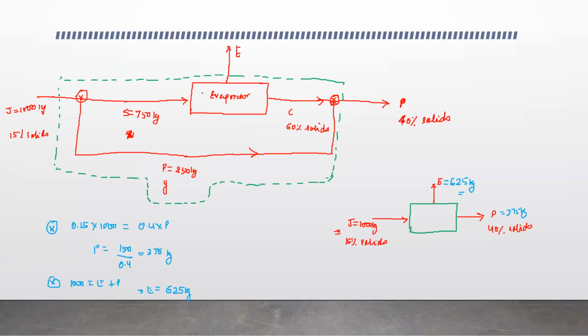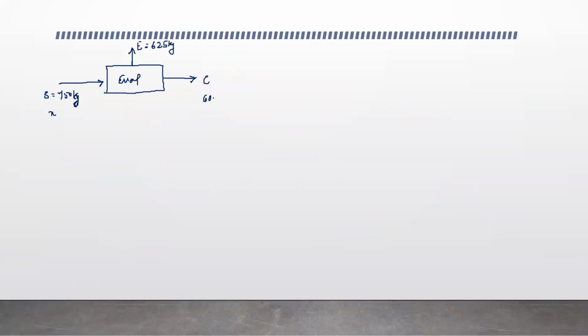So this is my evaporator. In this evaporator, I have strained juice, which is 750 kg. Then X is the mass fraction of solids. Then I have water evaporating, which we have calculated as 625 kg. And we have concentrated juice over here, which has solids equal to 60%. So 60% solids. All right.